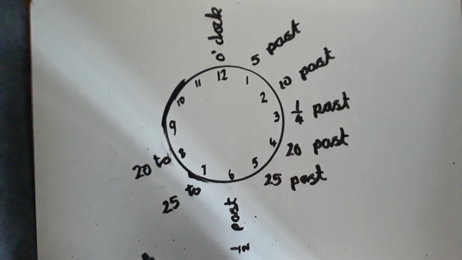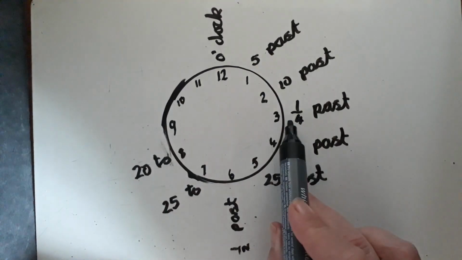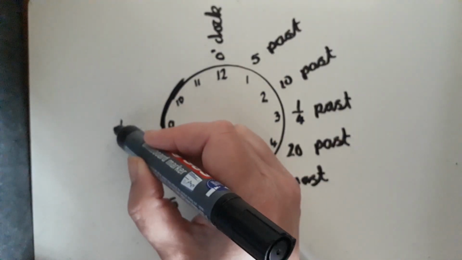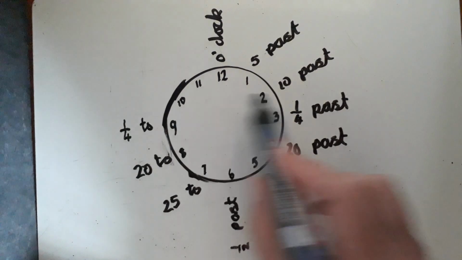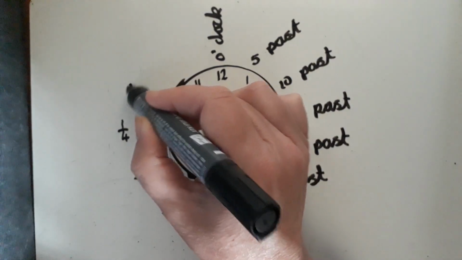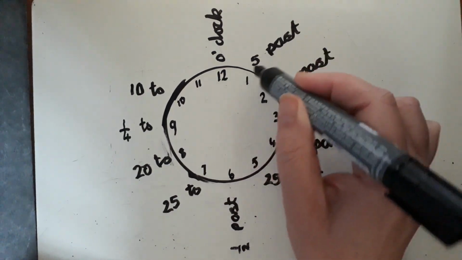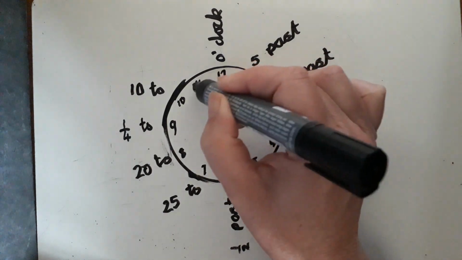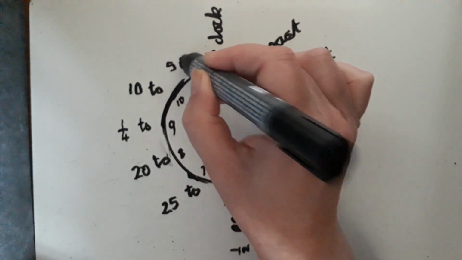Okay, and the same on the opposite sides. So here we had quarter past, so here we must have quarter to. Okay, here we had 10 past, so here we have 10 to, and here we had 5 past, so here, because this is one after the 12 and this one before the 12, we will have 5 to.